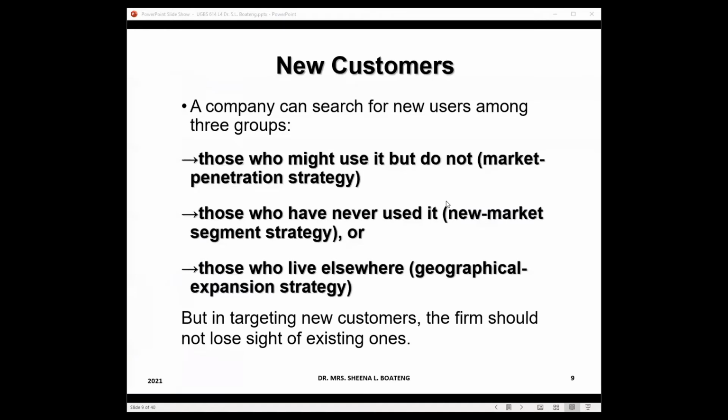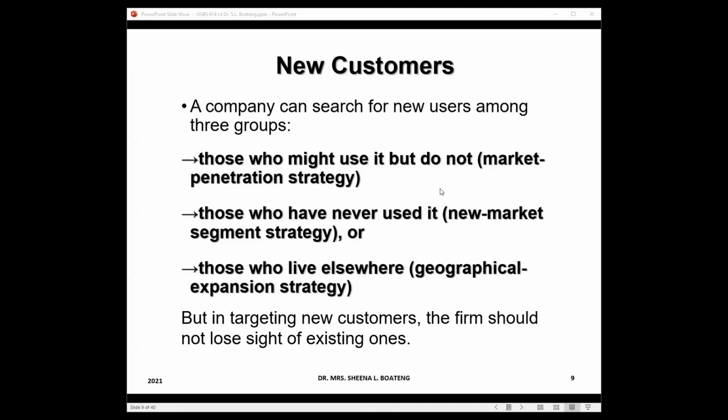Now, when we talk about new customers, we are talking about the fact that the company has to go out and search for new people to use their product or service, other than the current group of customers that they are already serving. So these new groups of customers, who are not currently using their products, can come in three forms. One being those who might use the product, meaning that they have the capacity to use it to satisfy a particular need, but they currently do not.